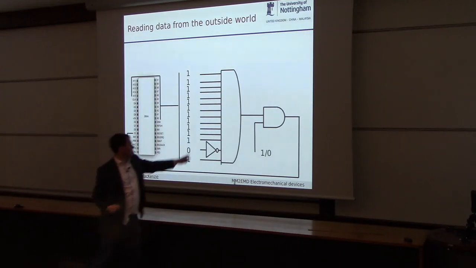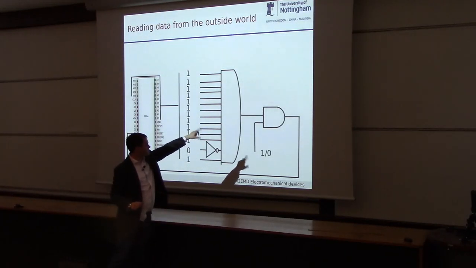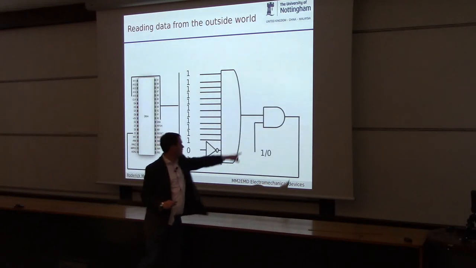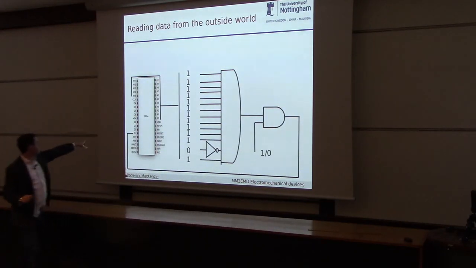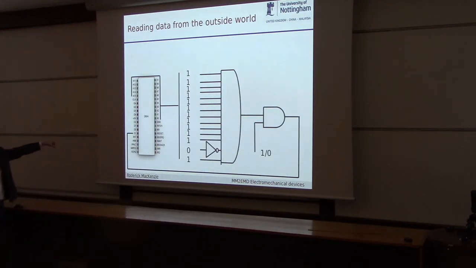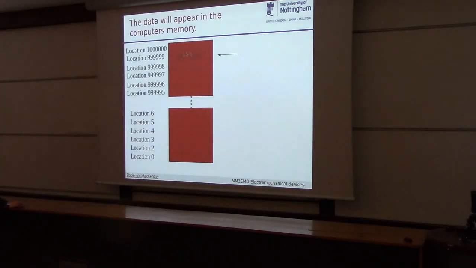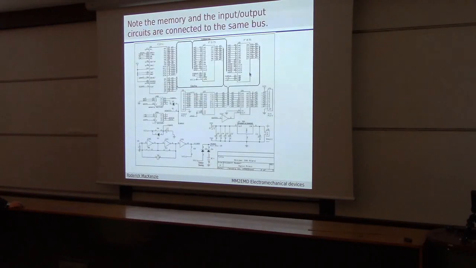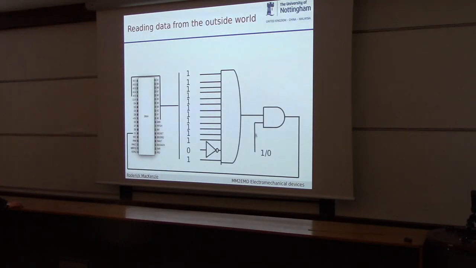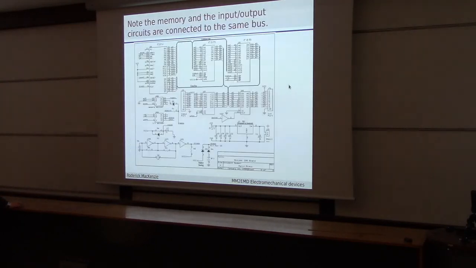What we can then do is put an input into a secondary AND gate here and feed that wire back around to the data pin of our CPU. Then whenever we try and read from this location in memory, we're reading directly from this wire from the AND gate. So that's effectively reading and writing to hardware from the outside world.